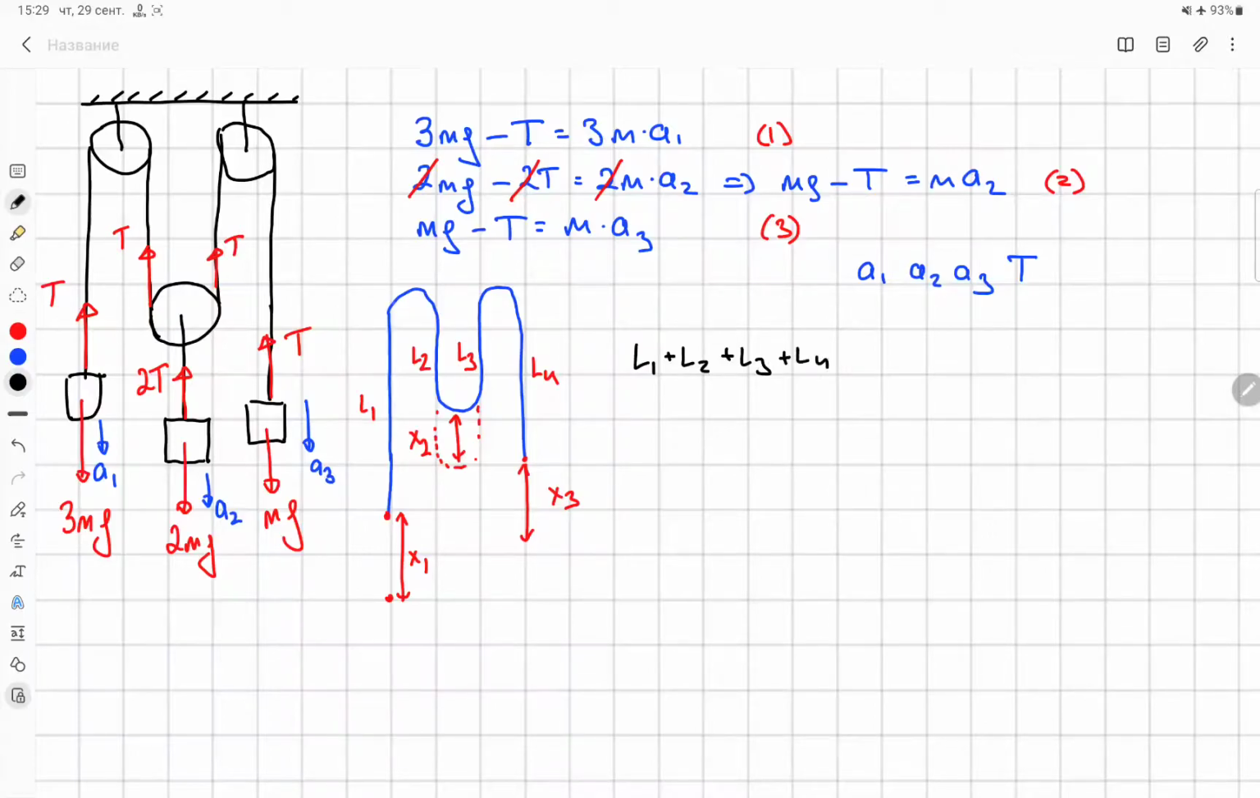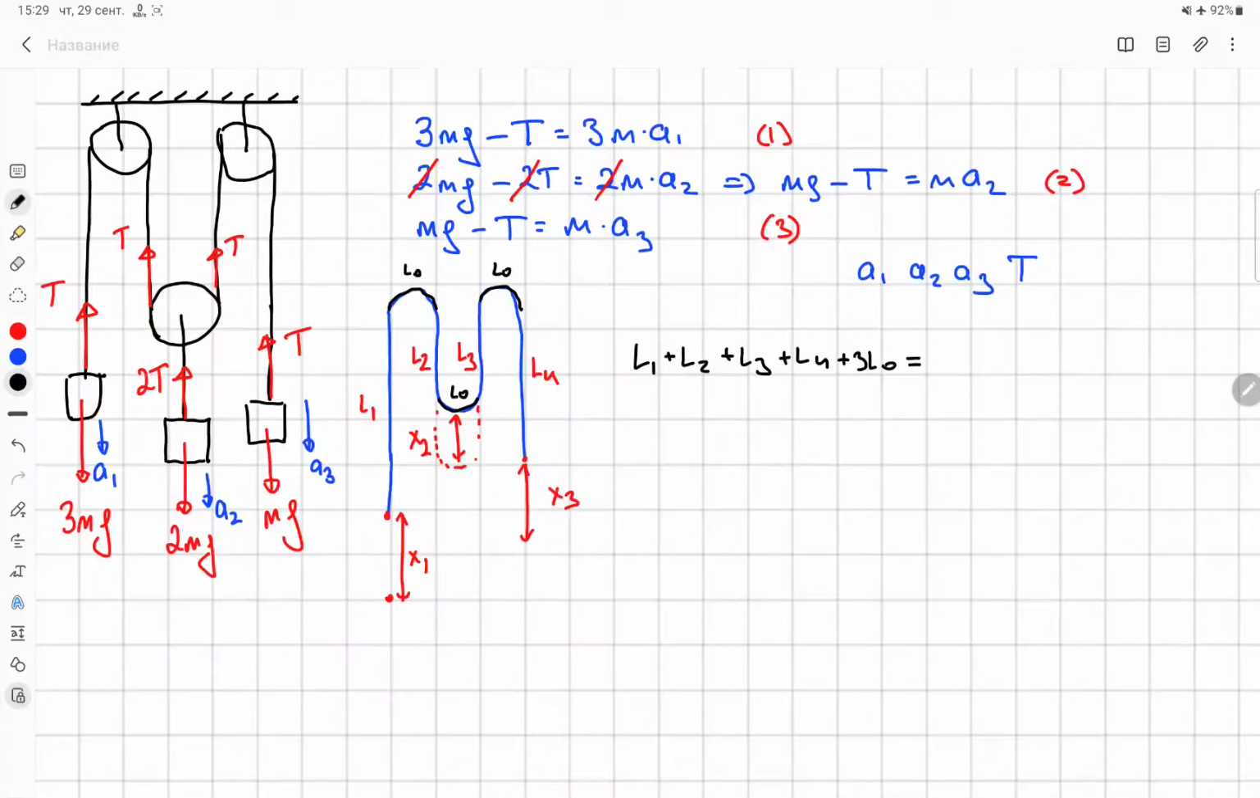And also this part has some length of rope, but I will not count it because it will never change. Or we can add it, for example, here L0, here the same size L0. In total we have 3 L0s on the pulley. Now, after some time, the rope is moving, but we know that the length of the rope should be constant.